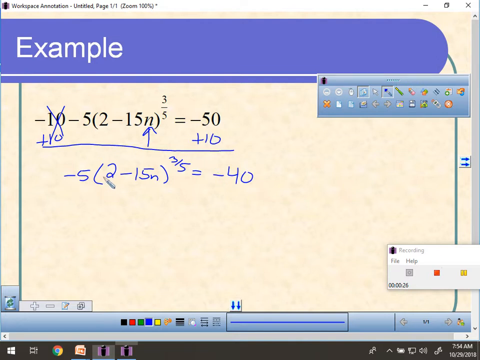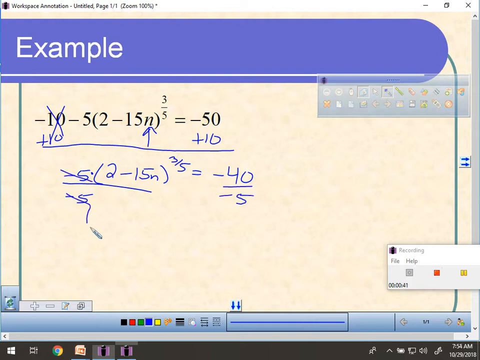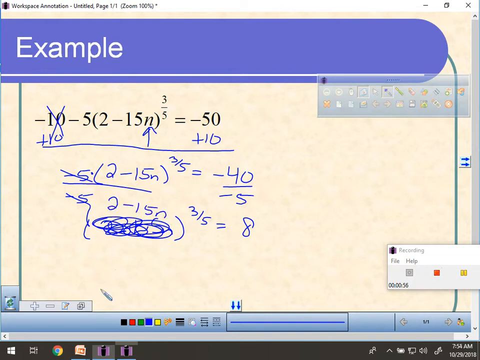Now, here's the next thing. I cannot touch what's in the parentheses just yet, so I've got to get rid of this negative 5. But I'm not going to add 5 to both sides. This is multiplication, so I'm going to divide both sides by negative 5, and that's going to give me 2 minus 15n to the 3/5 equals 8. My handwriting's a little bit sloppy right there. This is 2 minus 15n to the 3/5.